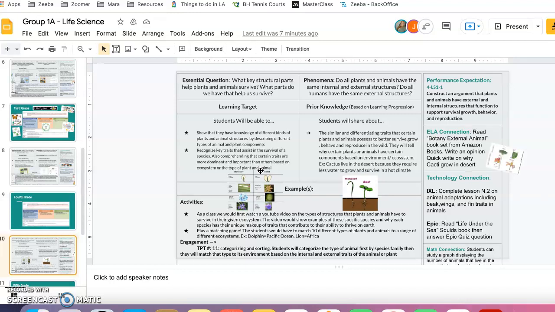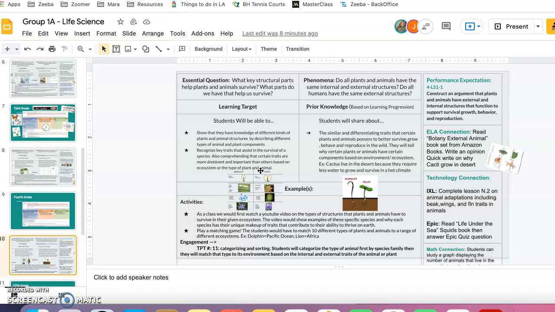Students are going to be able to, in terms of learning targets, show that they have knowledge of different kinds of plants and animals, structures, by describing them. And they're going to recognize key traits that assist in the survival of a species, also comprehending that certain traits are more dominant and important than others. For example, if a plant's in the rainforest, it's going to have to withstand rain. And those external structures that plant has will contribute to helping it survive in a rainforest.